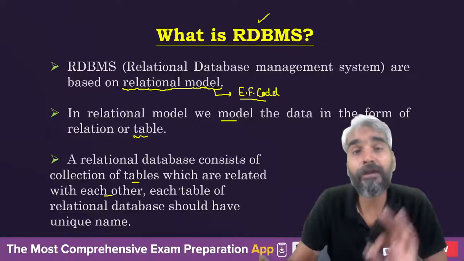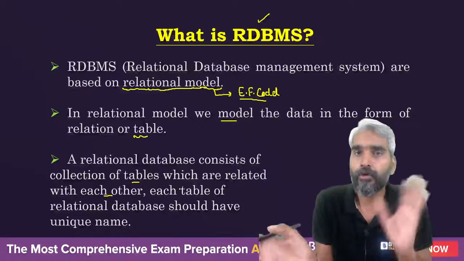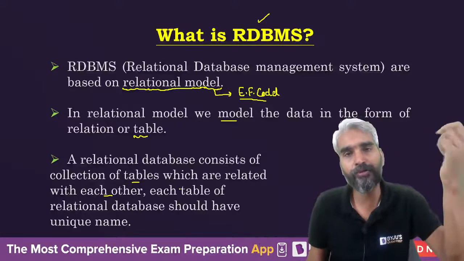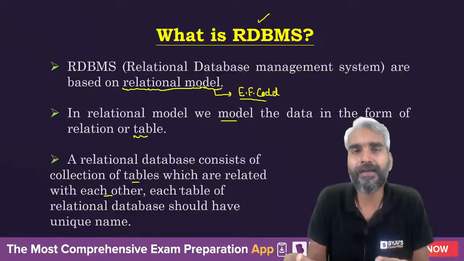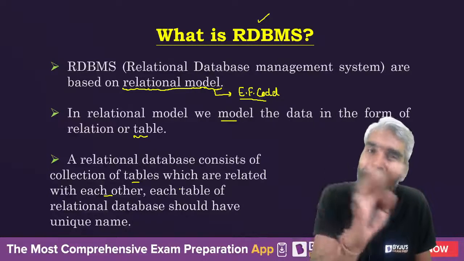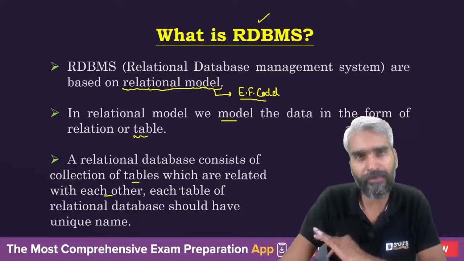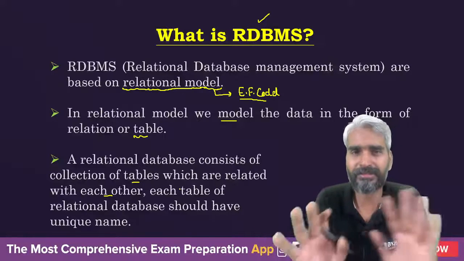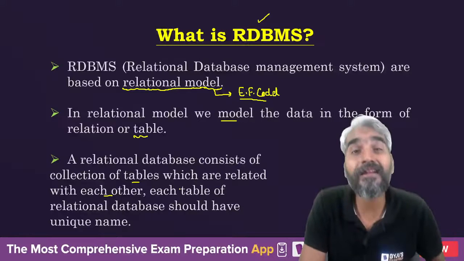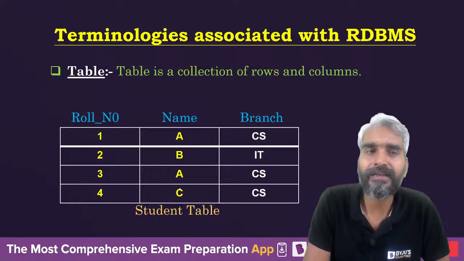Obviously, each table of a relational database should have a unique name. In the same database, you cannot have two tables with the name student. Not allowed. If you define one student and then try to define another with the name student, you will get an error that student already exists, right? So you cannot have two tables of the same name. Every table should have a unique name. That's RDBMS, that everything is available in the form of tables, and those tables are related with each other. You will also have the tables for the relation, that how one entity is related with another entity.